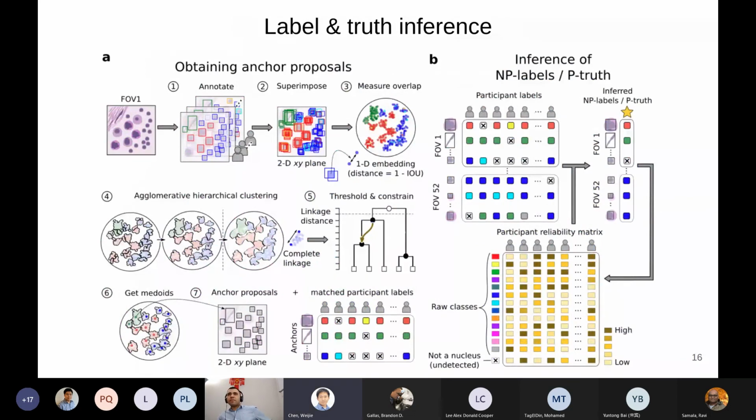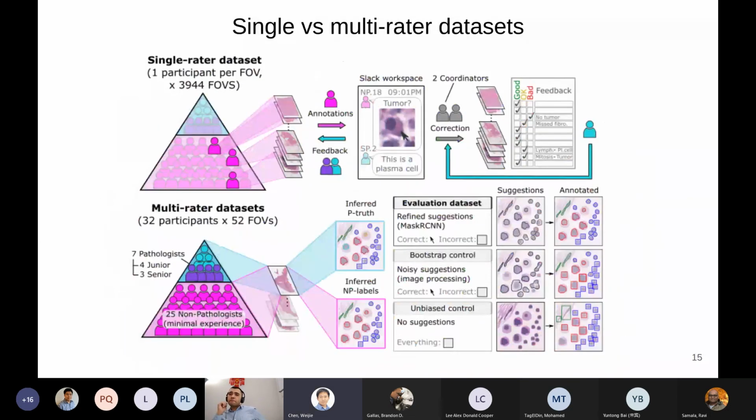So, Mohamed, can I ask a question? Yeah, go ahead. In a multi-rater situation, it's not clear to me, do they do the annotation independently and then you combine them through some algorithm, or do they work together in the annotation? That part I didn't hear clearly.